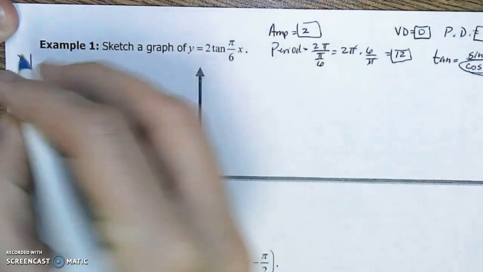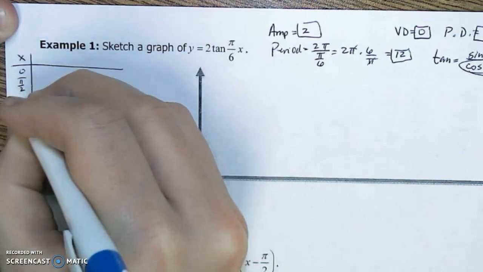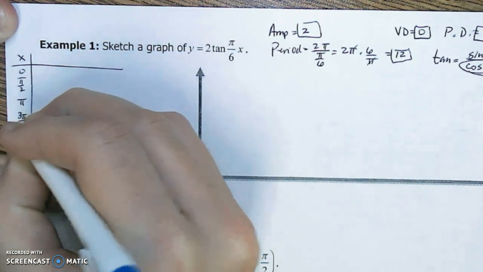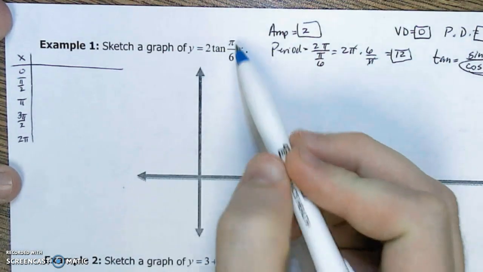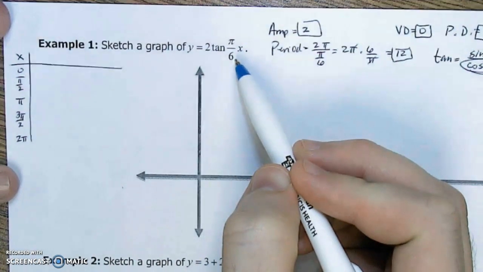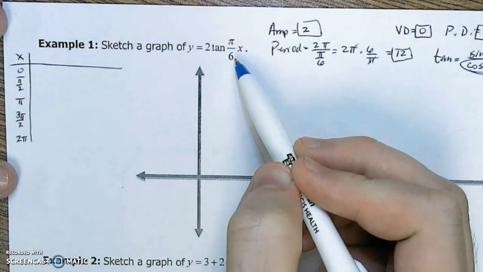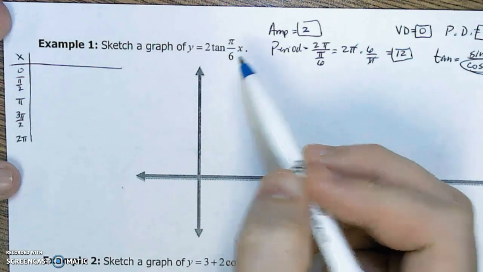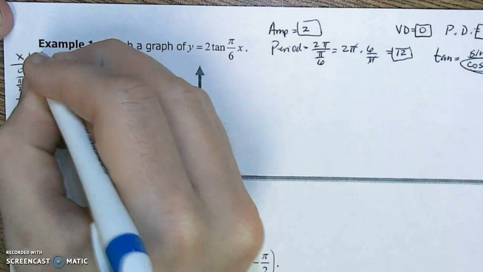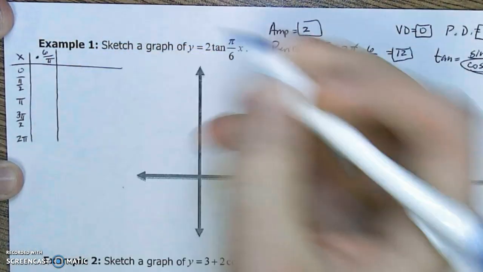So let's start with our normal critical numbers for x. 0, pi over 2, pi, 3 pi over 2, 2 pi. And then the first thing we're going to do is divide by your b value. So we're going to divide by pi over 6, but that is a fraction. So to divide by a fraction, you multiply by the reciprocal. So that means I'm going to multiply by 6 over pi. So I go through and I do all that.